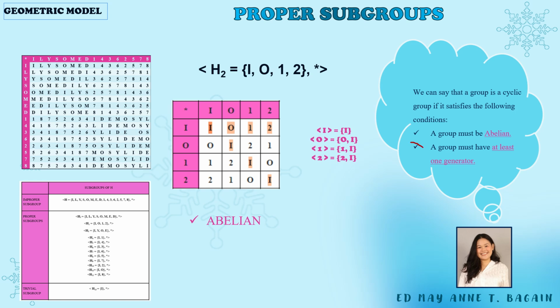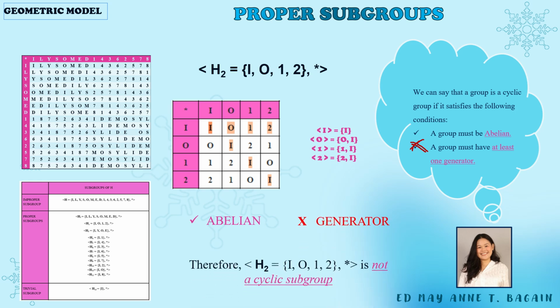So this one is X. It is indeed abelian, but there is no generator, meaning therefore H sub 2 with the elements I, 0, 1, 2 under the operation star is not a cyclic group. So it is not a cyclic group. So let's move forward to the next one.